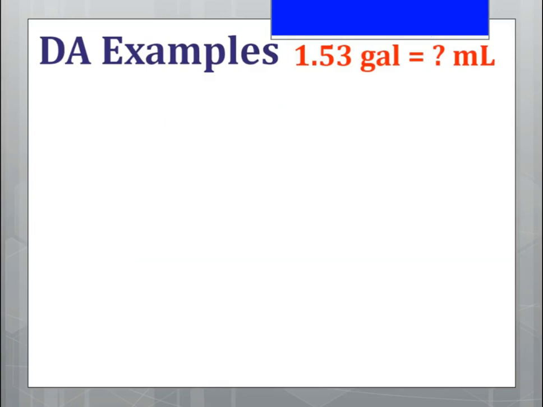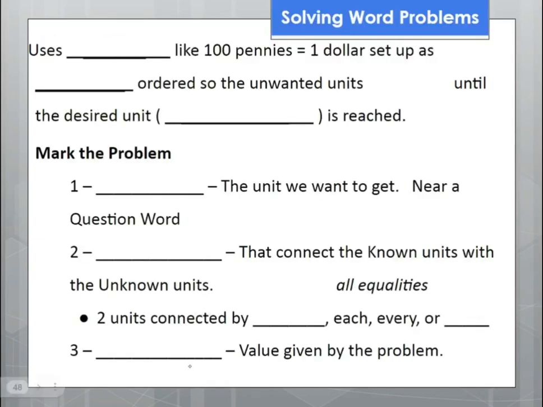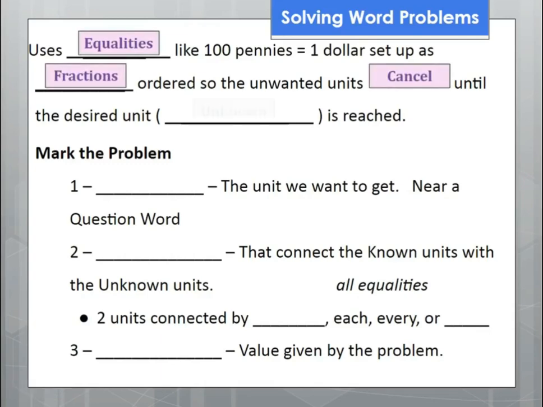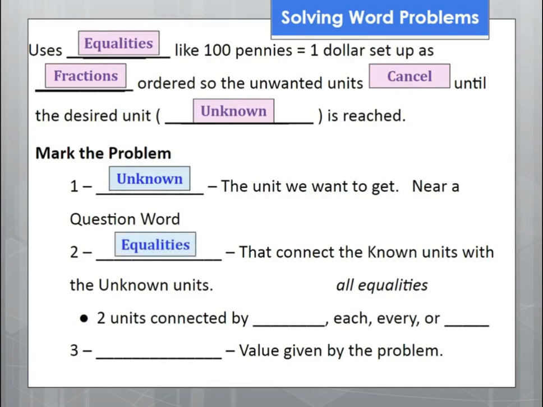Okay, for word problems, we're going to get off of here and go into our word problems. First off, word problems have some steps. We need equalities set up as fractions so the unwanted units will cancel until the desired unit or unknown is reached. We want to mark up our problem. The unknown should be near a question word, and we want to put a question mark by that. The equalities will connect the known with the unknown.